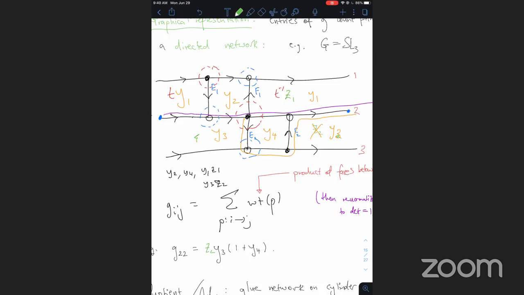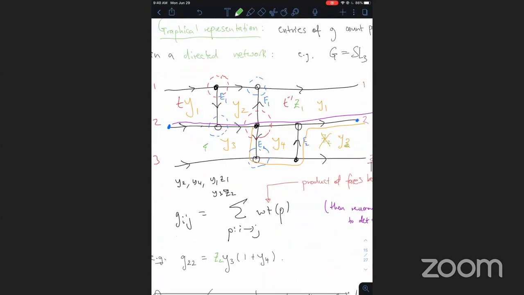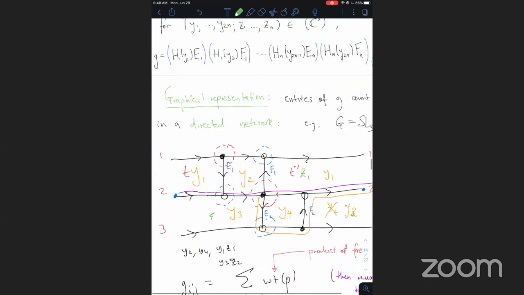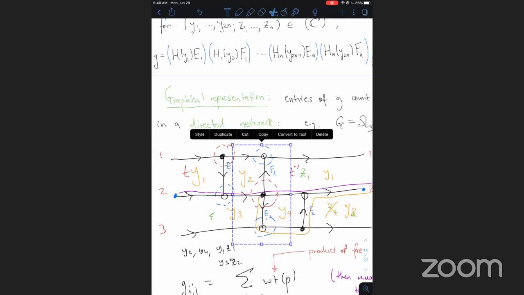I wonder where the best place to do this is. Let me try and do the following. Copy.